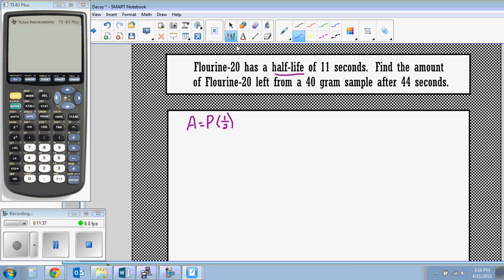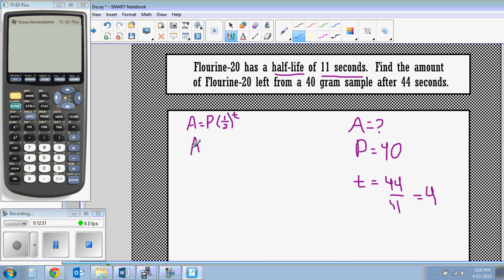Okay, so I need to figure out what A is, what P is, and what T is. I don't know what my final amount left is. I know that I'm starting with a 40-gram sample. And T is not time. T is the number of half-lives taken. So 44 seconds are going by, but it takes 11 seconds for it to cut in half. To figure out how many half-lives I take, I'm going to take 44 and divide it by 11, which gives me 4. So that's my T value.